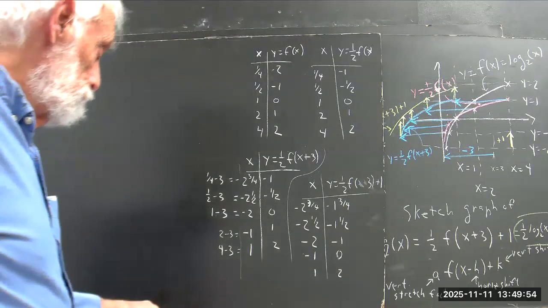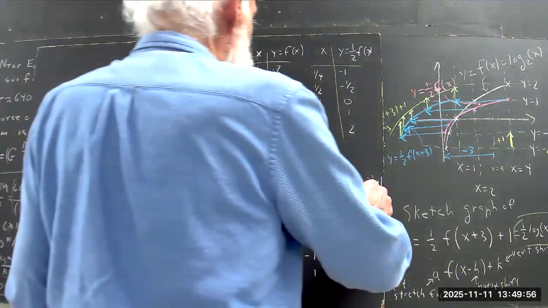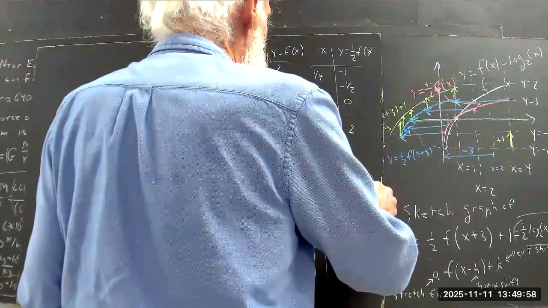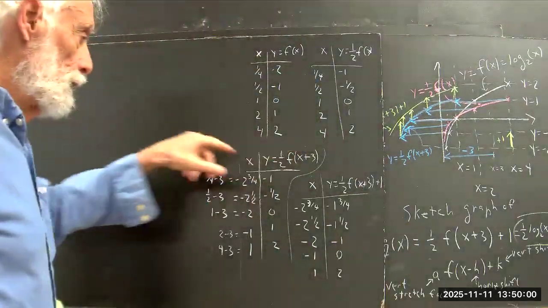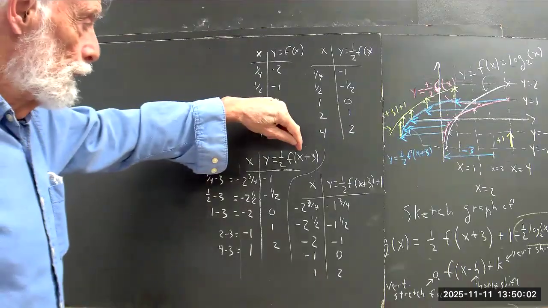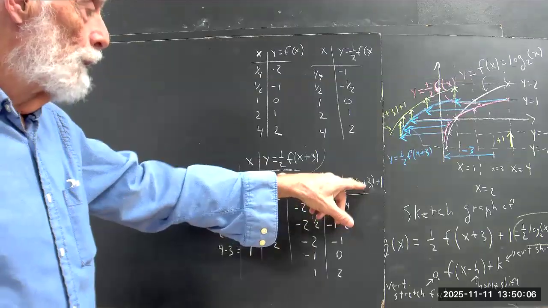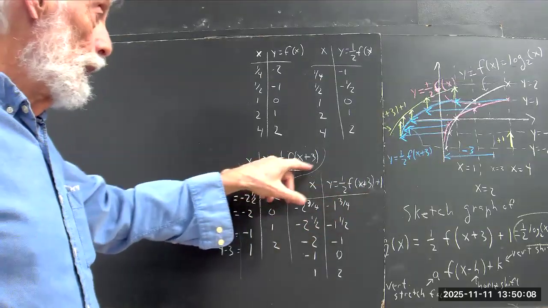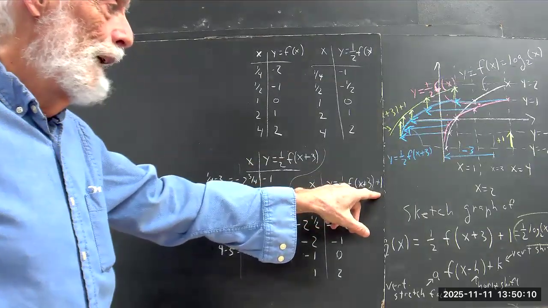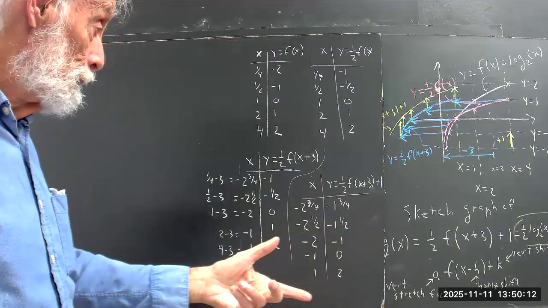Then what do? Well, the last step is really simple. In this step, our x values all have to be 3 less, so we get the graph of f of x plus 3. Okay. Here, we just take all the values of 1/2 f of x plus 3, add 1 to all the y values.